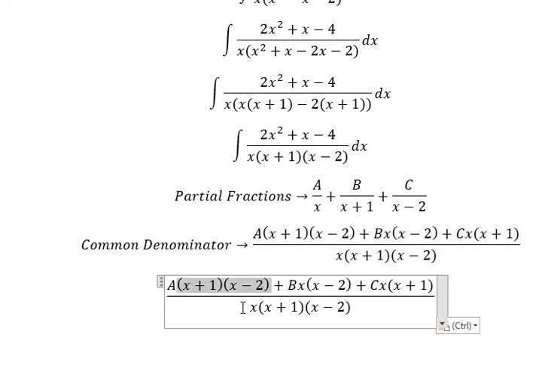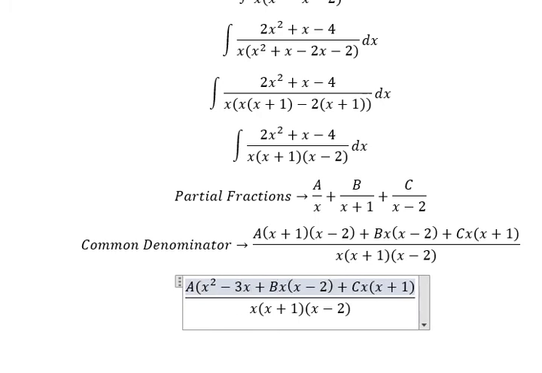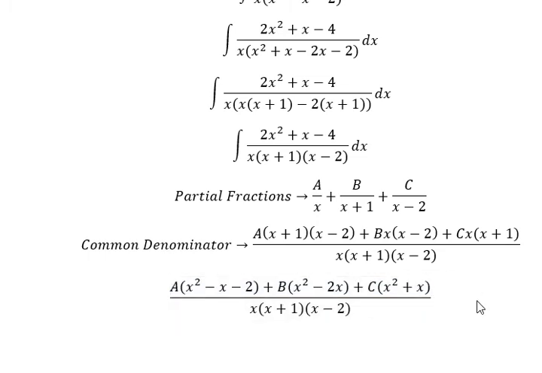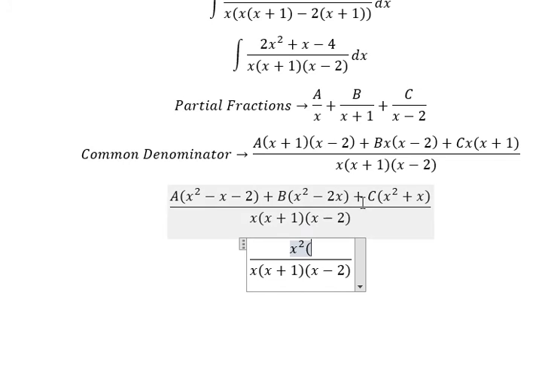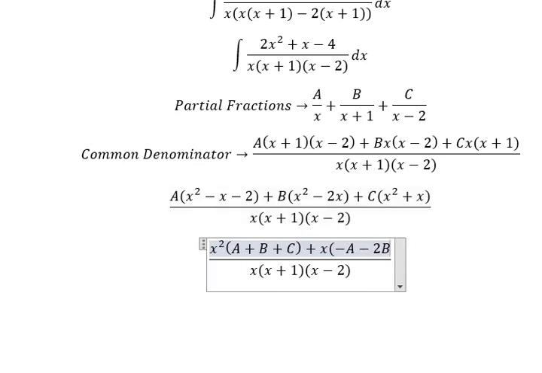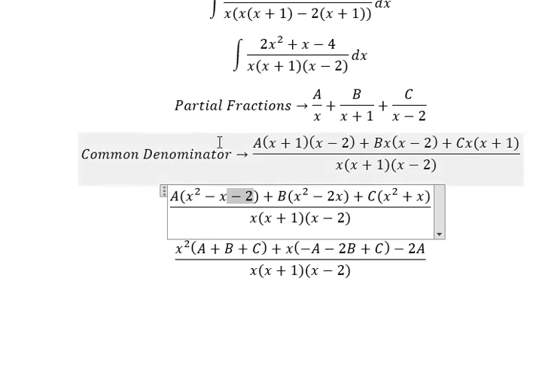Now we need to expand. So we need to arrange based on the term of S. About S squared, we have A, B, C. About S, we have negative A, negative 2B, and positive C. About the number, we have negative 2A, because negative number 2 multiplied by A.